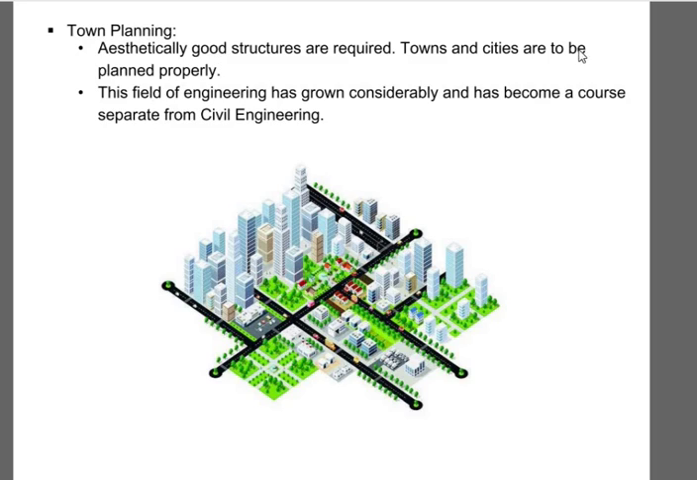Aesthetically good structures are required. Towns and cities are to be planned properly. The field has grown considerably and has become a course separate from civil engineering. There is another subject, town planning, which is different from civil engineering. You have to plan a large area and decide what amenities should be provided, for example, playing ground, swimming pool, whatever. These are all planned under the town planning scheme. So this is also part of civil engineering. Now people have separated this from civil engineering, but it also comes under civil engineering.